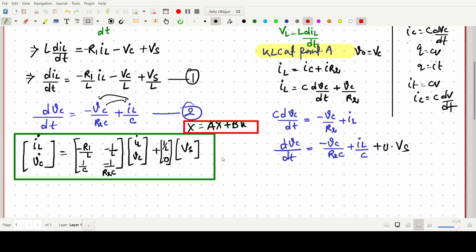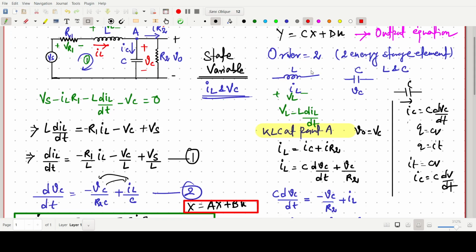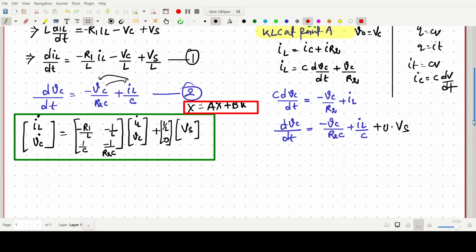Then now we have to write for the output variable, output V naught. So here again, V naught is our VC, output equation. Y is our V naught. So we can write V naught equals to VC. One more expression, y equals to Cx plus Du. So V naught equals to VC. So this one is the solution for this RLC circuit.